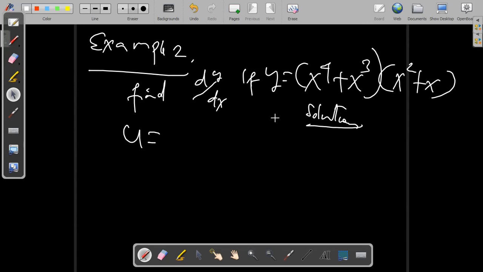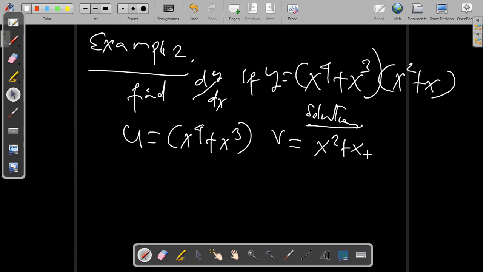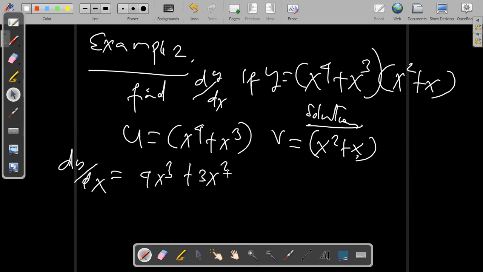Let u be equal to this figure over here, that is x raised to power 4 plus x raised to power cubic. Let v be x squared plus x. Apply now the derivative of this function: du over dx will give us 4x raised to power 3 plus 3x raised to power 2, and dv over dx will give us 2x plus 1.